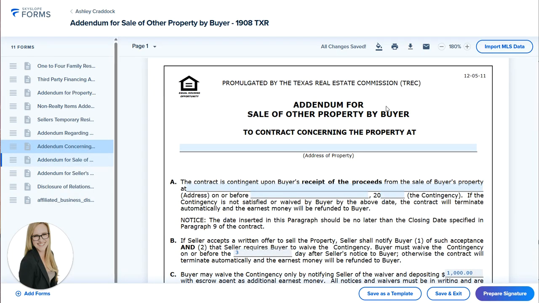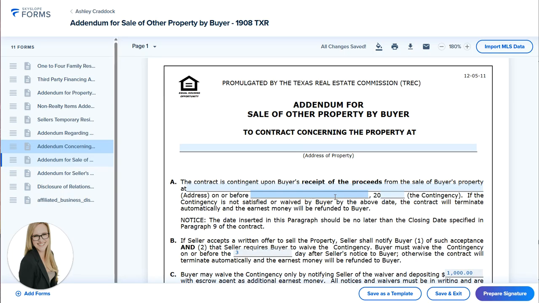This is for contingency on the sale of another home. This is where you'd put in, this would autofill for the property they're offering on. I would write in the address for the home that my client is purchasing. Now, that may not necessarily be in Texas, that may be in another state. And then we would say on or before the following date for the contingency.